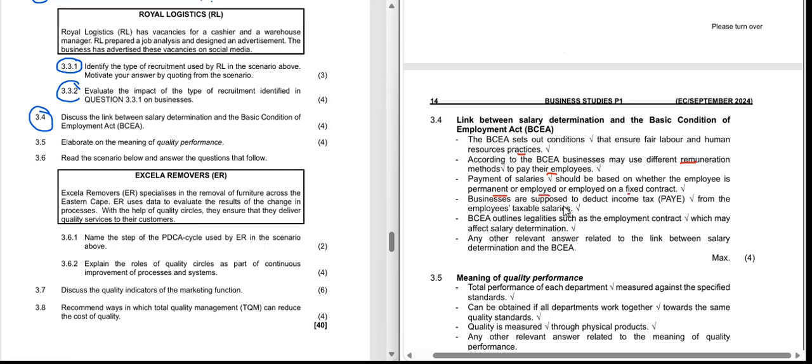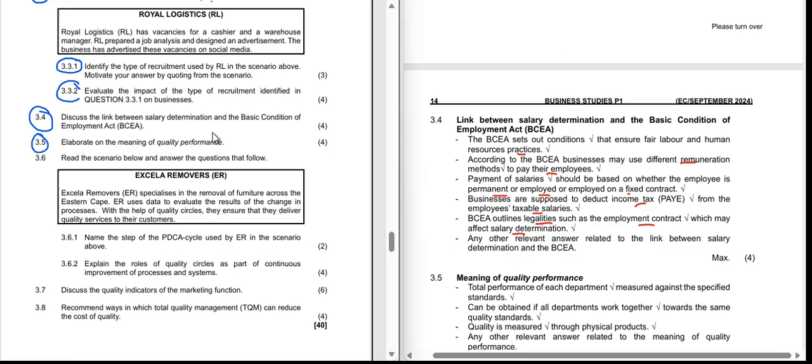And businesses are supposed to deduct income tax from the employees' salaries. And the BCEA outlines legalities such as the employment contract, which may affect salary determination. So again, your employment contract is going to stipulate the remuneration method that is going to be used, and the business should follow that. All right, let us move on to the next one, 3.5.